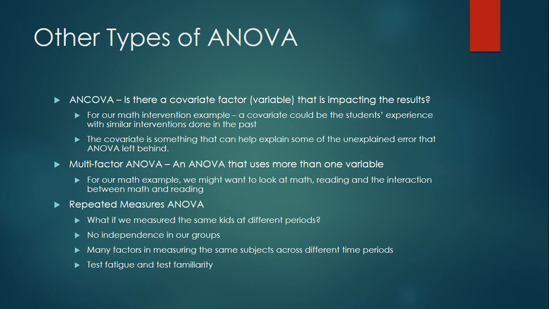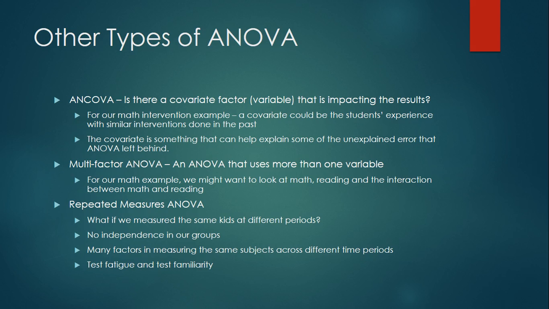So the first one is ANCOVA, and ANCOVA is where you use a covariate. Now, in our math example, we just looked at the intervention: 3-month, 6-month, 9-month intervention. That's all we looked at. But imagine for a second that we could look at a different variable. In this case, it could be a covariate, such as the student's experience with similar interventions done in the past. Let's assume in the previous academic year, there was a different type of intervention. Maybe it was math intervention, maybe it was some other discipline intervention, but some students had it, some students didn't.